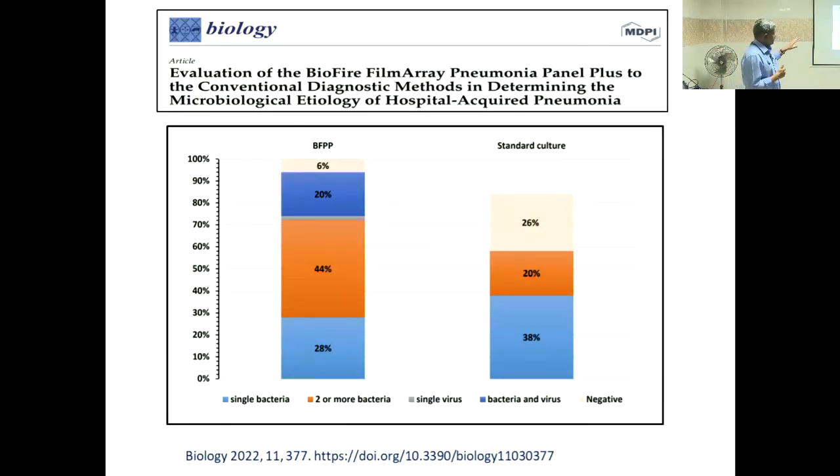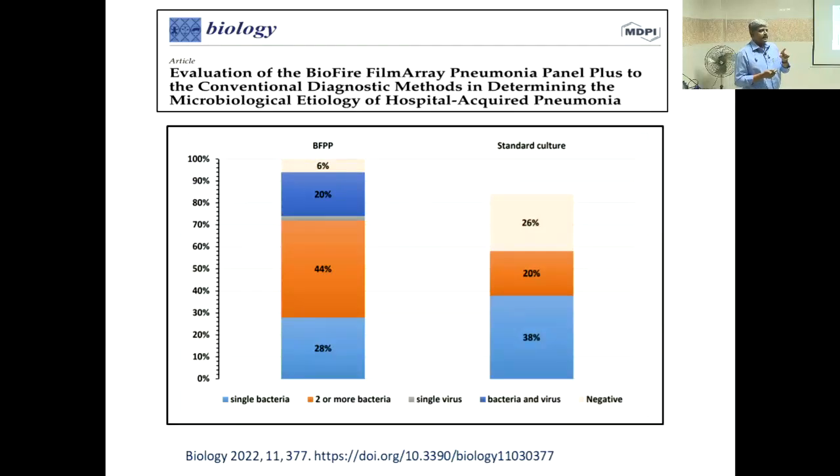If you look into this study, when you do a standard culture, the chance that you do not isolate a bacteria is quite significant. What you pick up as a single bacteria is 40%, whereas in 20% you pick up 2 or more bacteria when you do a standard culture. If you do a PCR test like this, you could see in almost 44% of the patients, you picked up 2 or more bacteria. So when you pick up 2 or more bacteria as a clinician, it becomes very difficult to tell which is causing a problem.